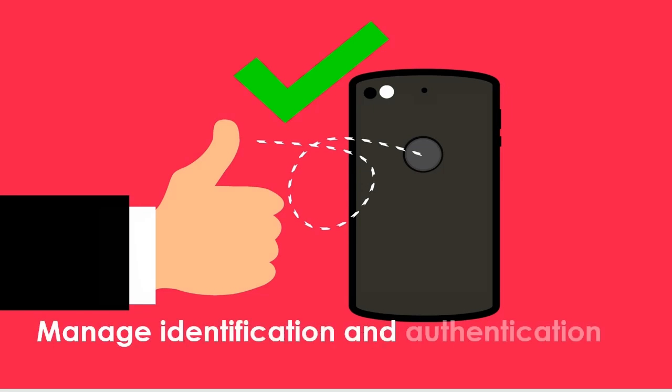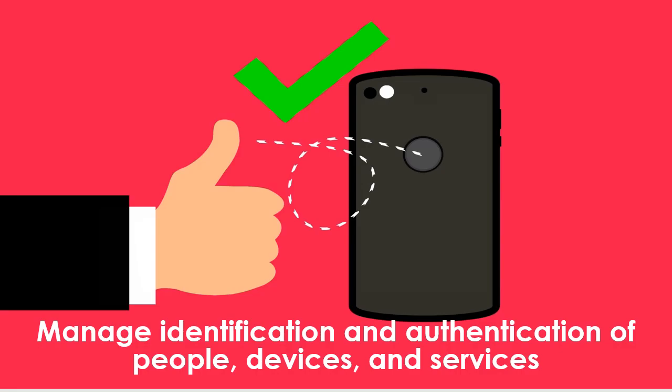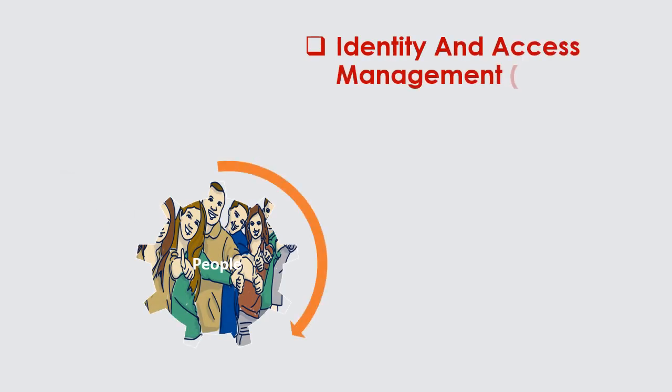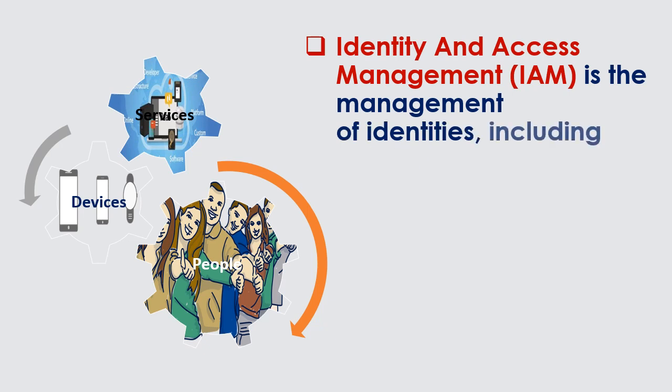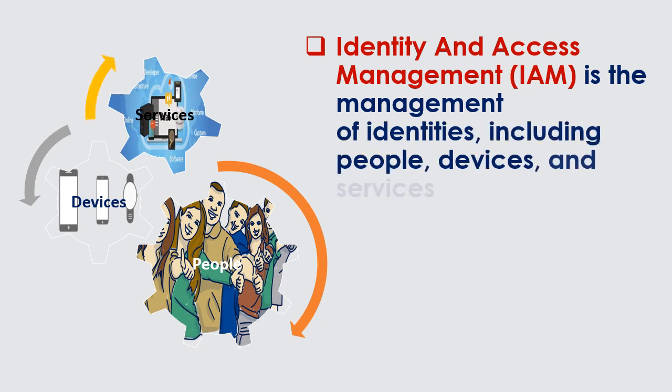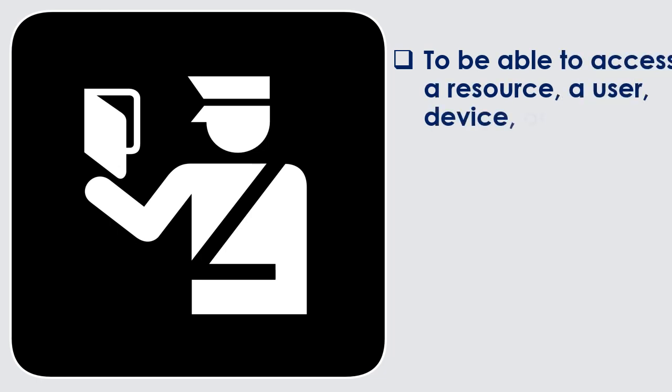Manage identification and authentication of people, devices, and services. Identity and Access Management, IAM, is the management of identities, including people, devices, and services. To be able to access a resource, a user, device, or service must provide an identity.